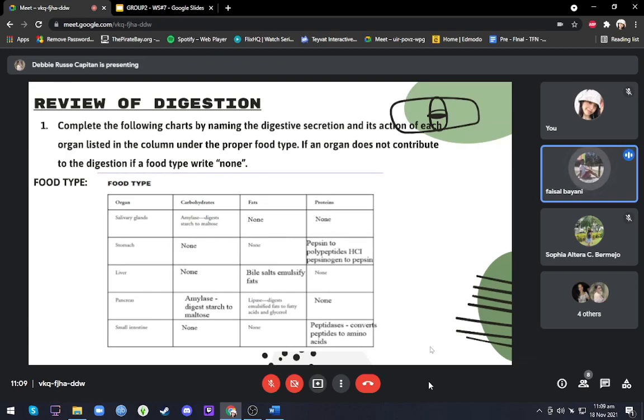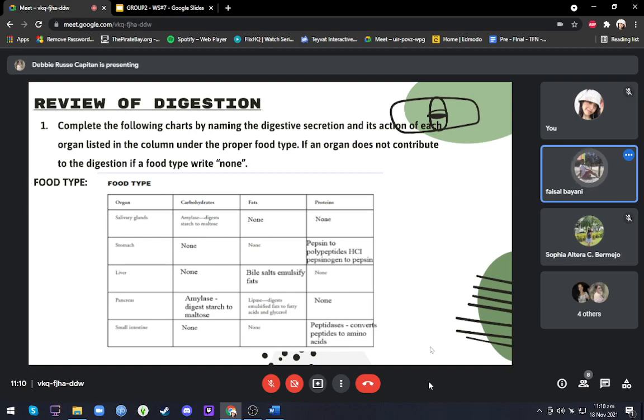Number 1, complete the following charts by naming the digestive secretion and its action of each organ listed in the column under the proper food type. If an organ does not contribute to the digestion of a food type, write none. Organ, salivary glands: carbohydrates, amylase, digests starch to maltose; fats, none; proteins, none. Next, stomach: carbohydrates, none; fats, none; proteins, pepsin to polypeptides, HCl, pepsinogen to pepsin.